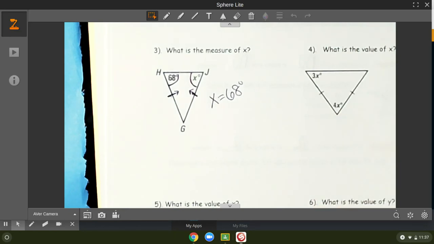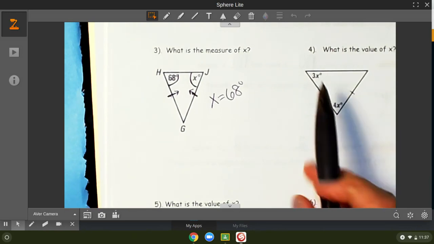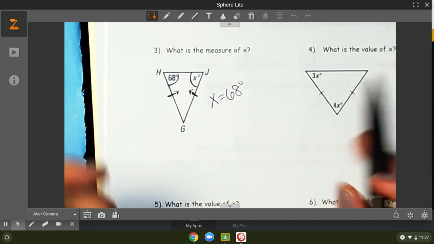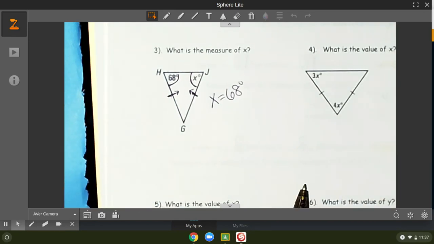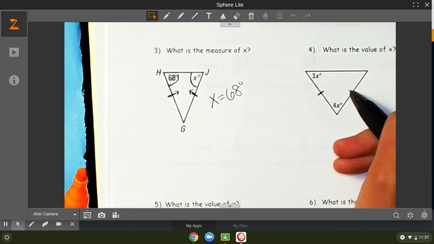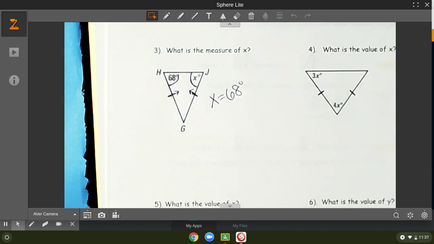All right, next up, number 4. What is the value of x? Well, we only have two angles, and we know triangles add up to 180, but you need all three. So let's look carefully for other information in the picture. So what else do you see in this picture? Well, we have a dash and we have another dash. That means those two sides are congruent, which means it's isosceles.